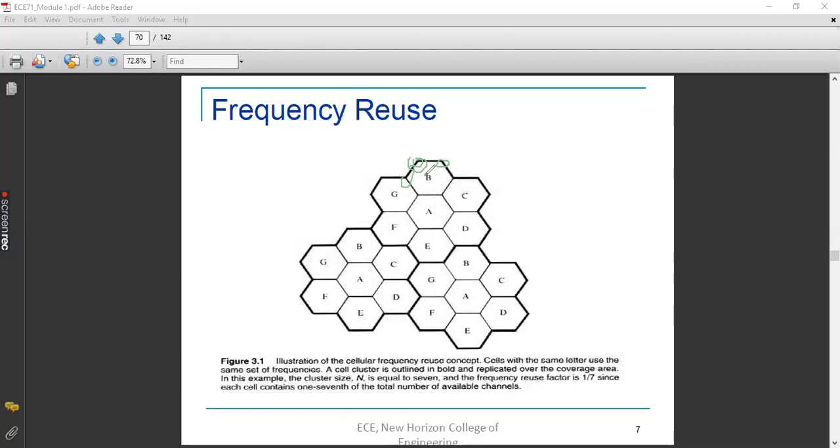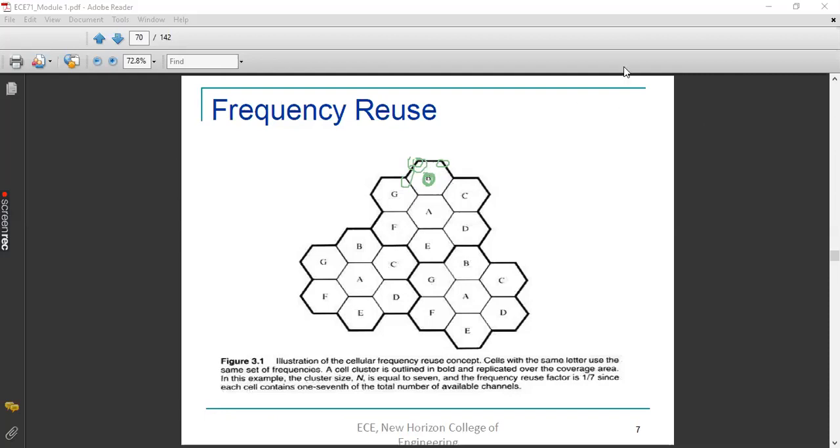Fine. But if it is a center excited cell, that is the base station is installed at the center of the cell, in that case it is capable of radiating uniformly in all directions. Clear?